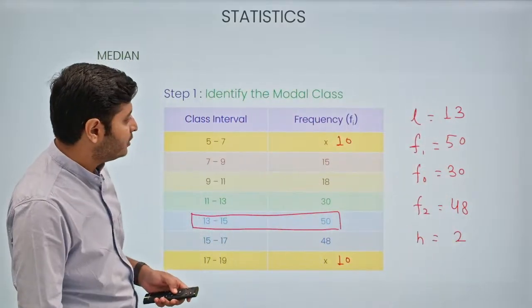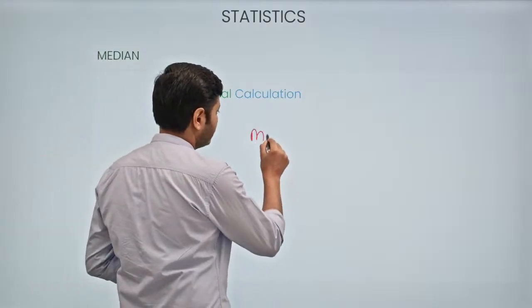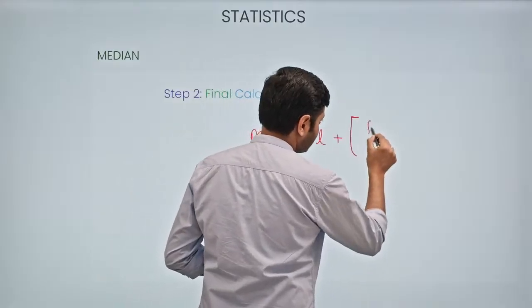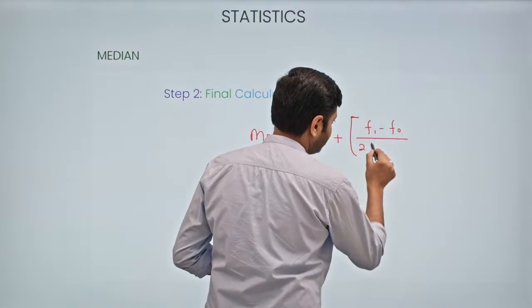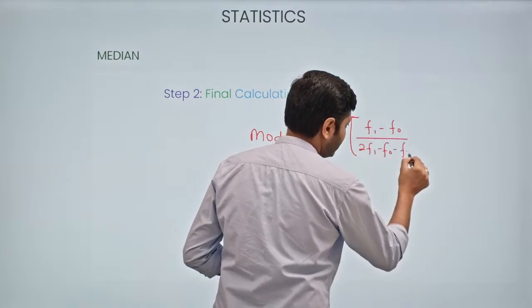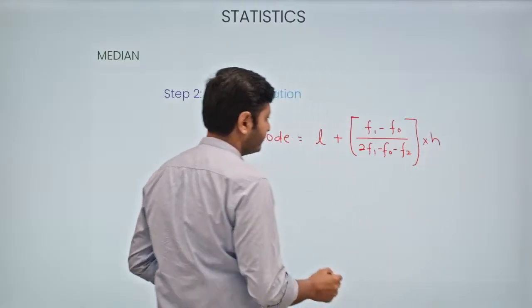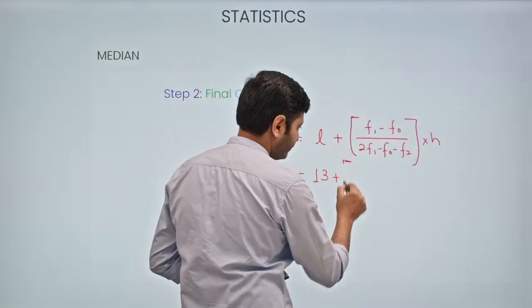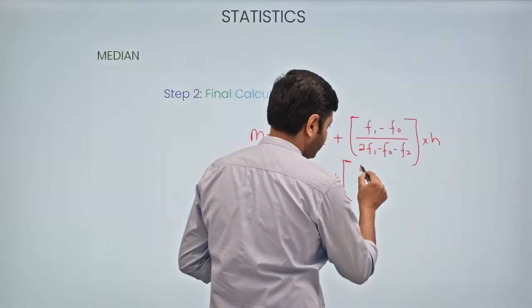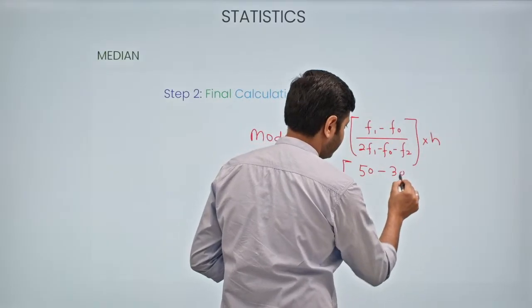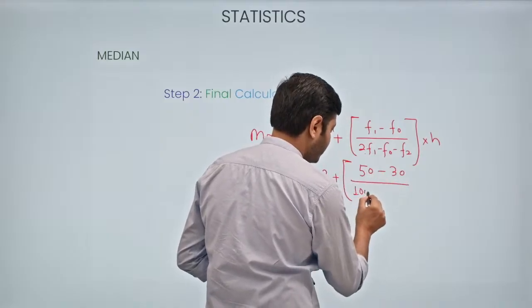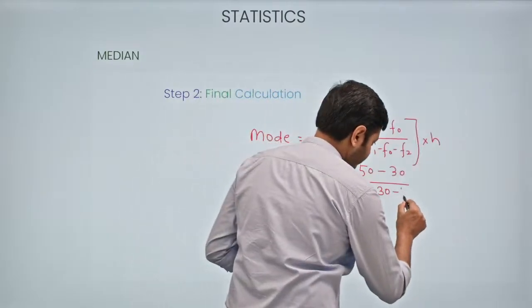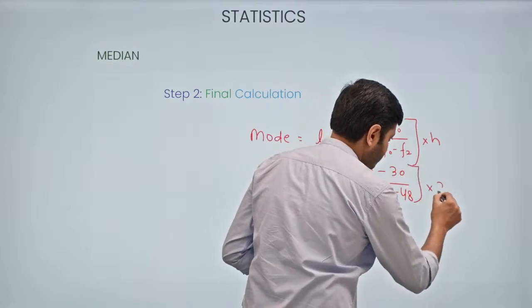So I'm gonna put the formula here. Mode is equal to L plus F1 minus F0 by 2F1 minus F0 minus F2 into H. So L is 13, plus F1, 50, minus F0, 30. 2 into F1, 2 into 50, 100 minus 30, and minus, I guess it is 48, yeah. And the H value is 2.